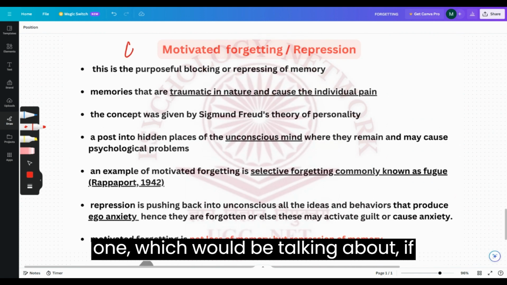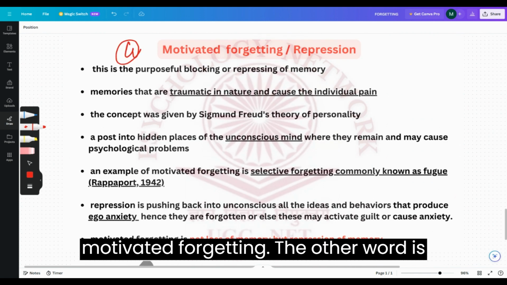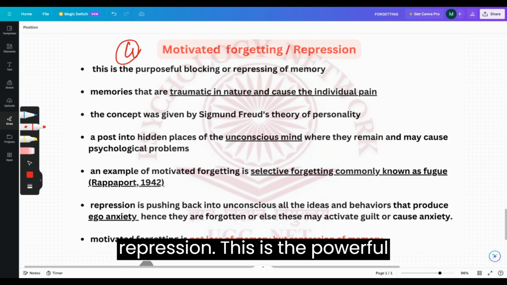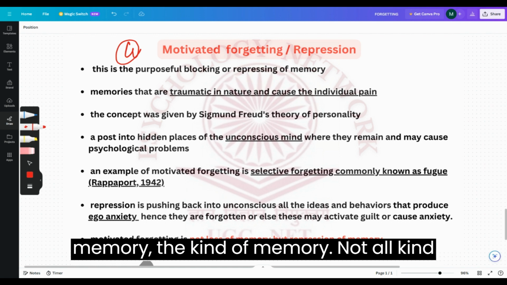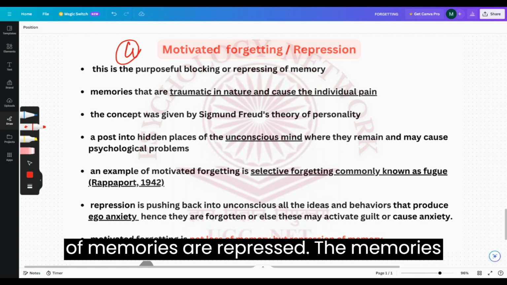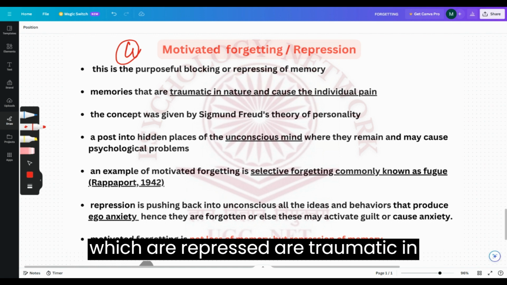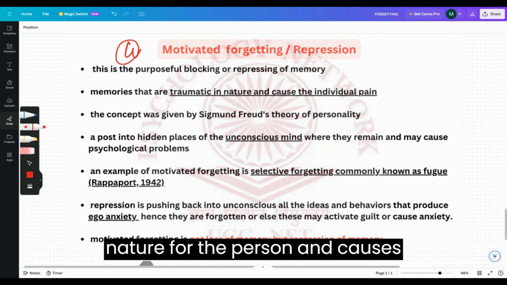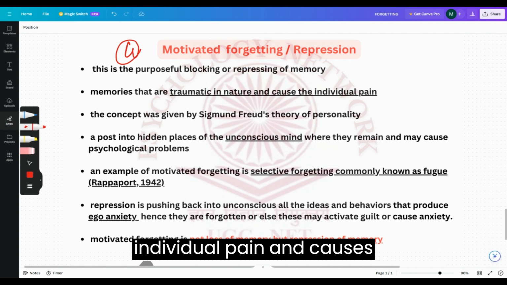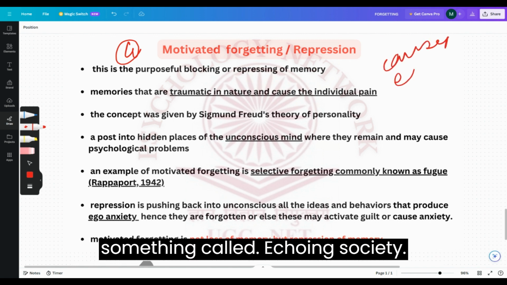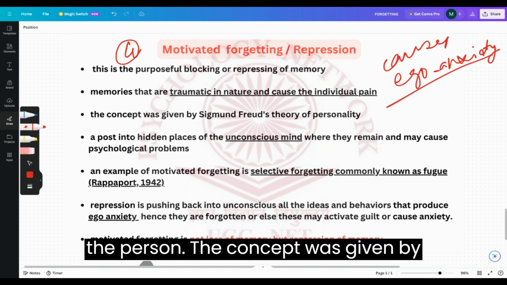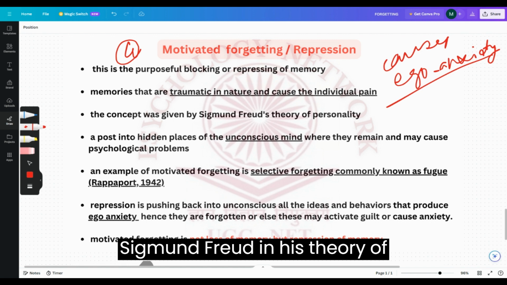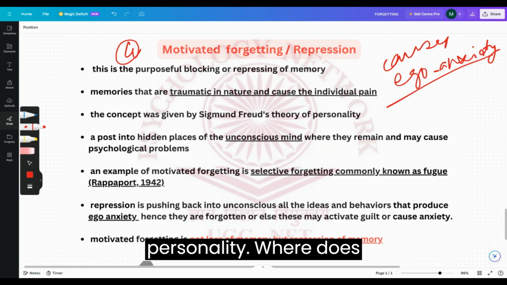The fourth one, which we will be talking about, is motivated forgetting. The other word is repression. This is the powerful and purposeful blocking of memory. Not all kinds of memories are repressed. The memories which are repressed are traumatic in nature for the person, cause individual pain and cause something called ego anxiety. If it comes up, it would cause anxiety to the person. The concept was given by Sigmund Freud in his theory of personality.